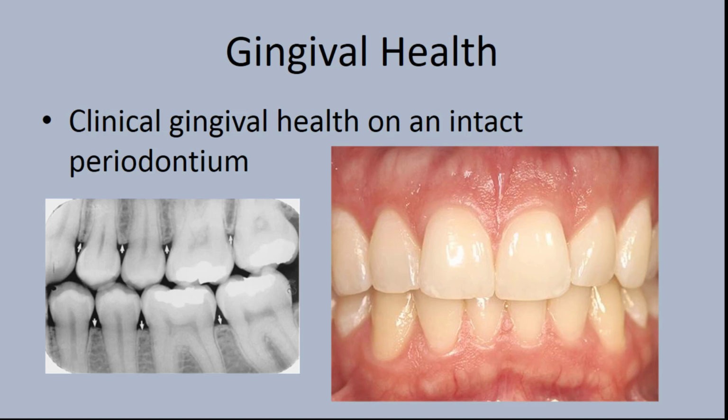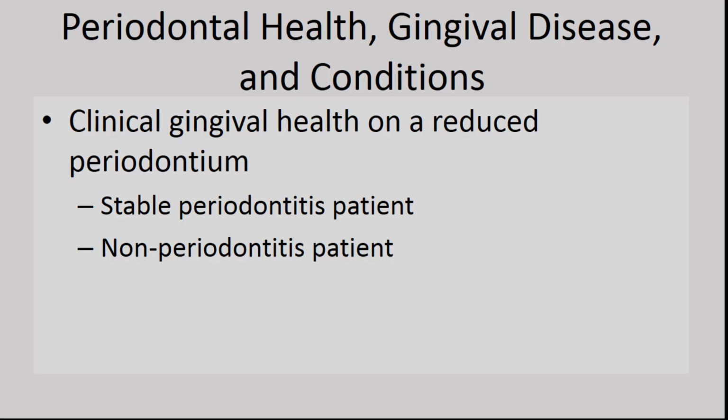Gingival health. Clinical gingival health on an intact periodontium. If you will notice first by the intraoral camera picture that this patient has no inflammation, has nice pink, stippled, firm gingiva, knife-like papilla interdentally. There's no blunting. This patient, by all accounts, from what we can see in this picture, looks perfectly healthy. You can also see on the radiograph that this patient has no bone loss. You can see where the CEJ is in relation to the crestal bone. So this patient's treatment plan would be the D1110 adult prophylaxis.